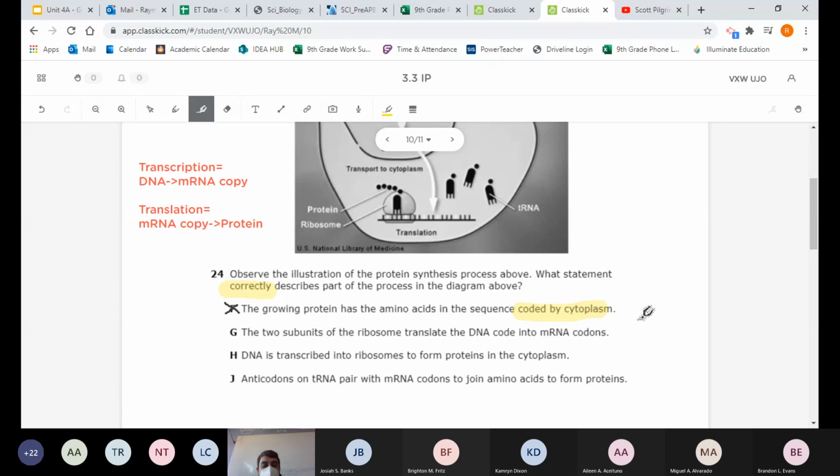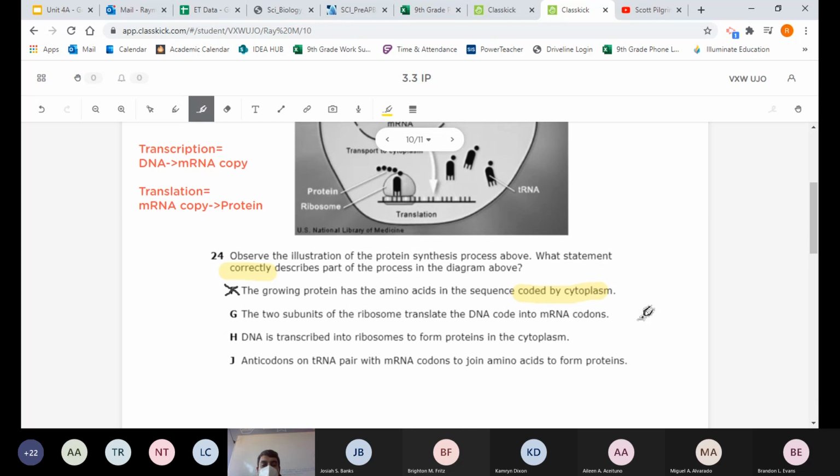DNA is transcribed into ribosomes to form proteins in the cytoplasm. Another head scratcher. Kind of sounds true. Something about DNA and ribosomes, proteins, all that sounds okay. It doesn't sound as wrong as that first one. So let's go to the last one. Anticodons on tRNA pair with mRNA codons to join amino acids to form proteins. Now, this one sounds very accurate when you're comparing the other answer choices, correct?